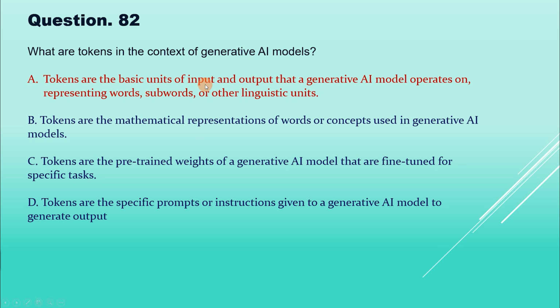Tokens are basic units of input and output that a generative AI model operates on, representing word, subword or other linguistic unit. Because in context of generative AI model, tokens are smallest unit of text that the model processes. A token could represent entire word, a subword or even a single character depending on how the model is tokenized. Tokens are the basic building blocks for both input and output in natural language processing tasks such as text generation or translation. So option A is correct here.